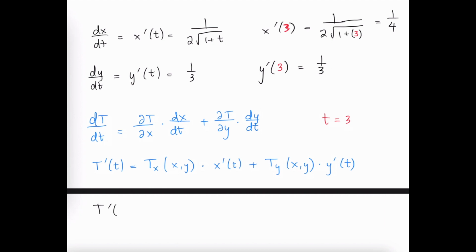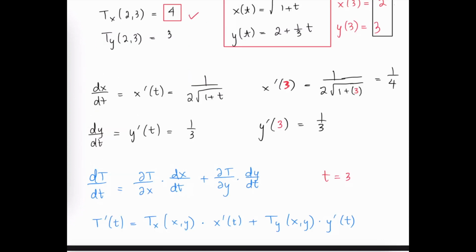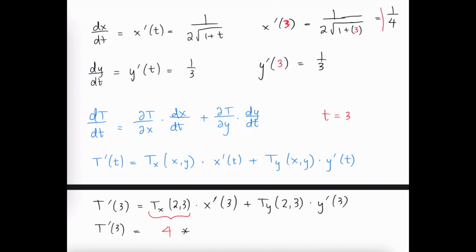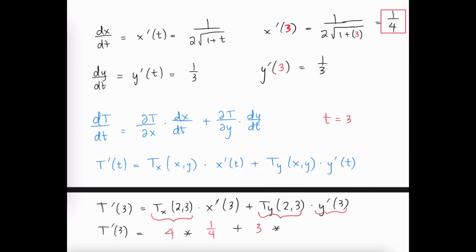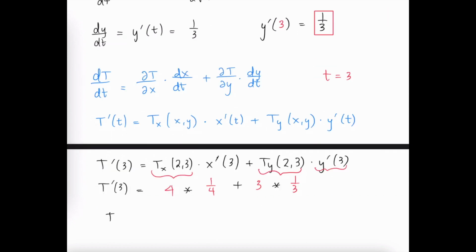So when we're looking at T prime at 3, we are looking at the partial derivative with respect to x at the position (2, 3) times the first derivative of our x equation evaluated at 3, plus partial y evaluated at (2, 3) times y prime evaluated at 3. So again, this was given to be 4 times x prime evaluated at 3 was 1/4, plus partial derivative with respect to y at (2, 3), that was also given to be 3, times y prime evaluated at 3 was 1/3. And then when we multiply all of this together, we get 4 times a fourth is 1, 3 times a third is also 1, so we get 2.